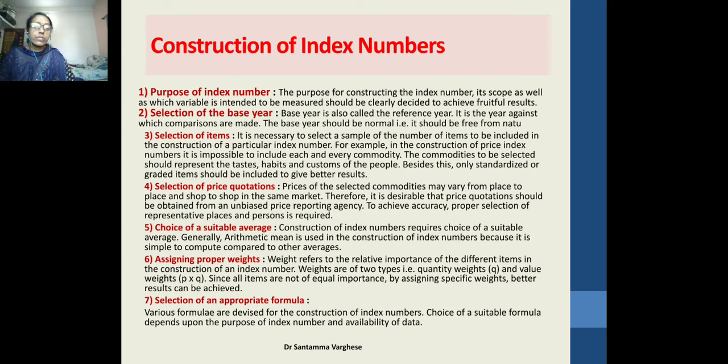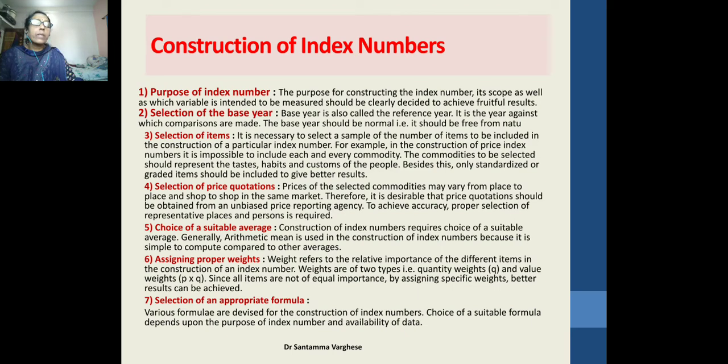Selection of items. It is necessary to select a sample of items to be included in the construction of the particular index. For example, in the construction of a price index number, it is impossible to include every commodity. The commodities should be selected according to the taste, habits, and customs of people. Besides this, only standardized or graded items should be included to give better results.